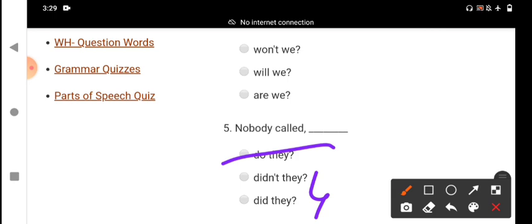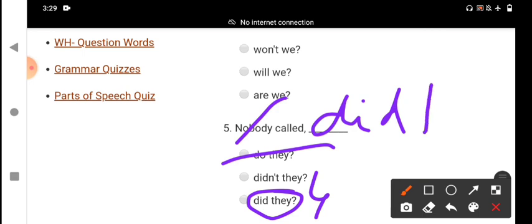Nobody gives the negative meaning. Nobody called means no one, not any person, called me. That is the meaning. That's why it is a negative statement and we select the positive question tag.